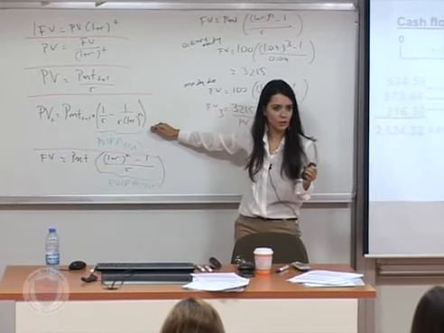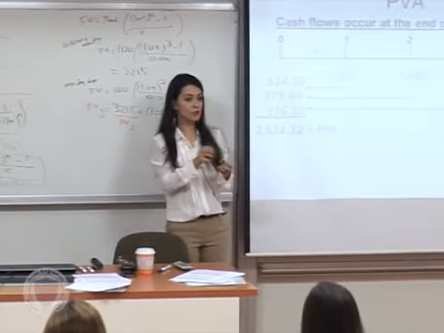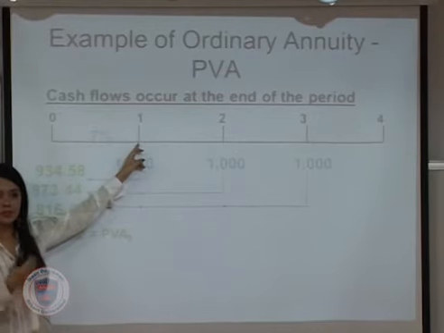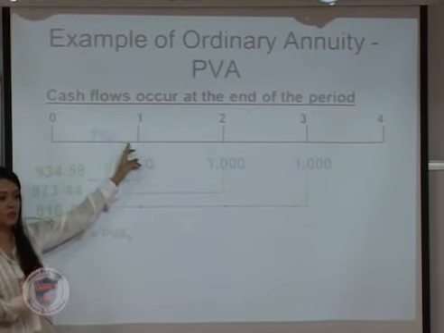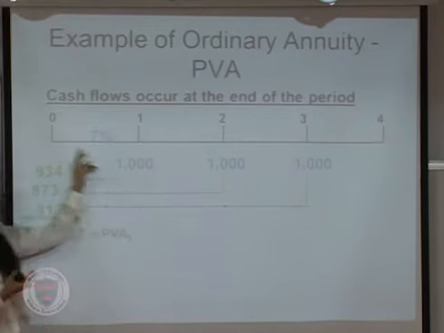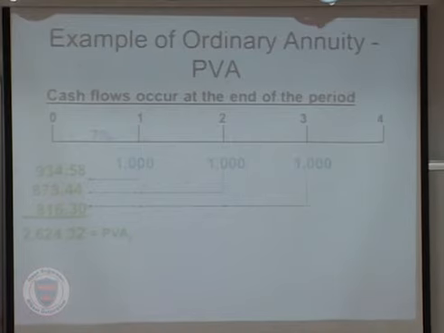One thing to be careful about is, since you're taking your first withdrawal at time 1, this formula will give you the value of this annuity at time 0, right? That's the only thing to be careful about. So $1,000 is the payment, R is 7%, and you have 3 payments. That's it. So this is an ordinary annuity.